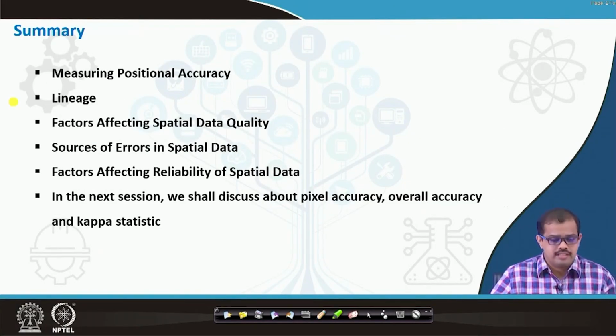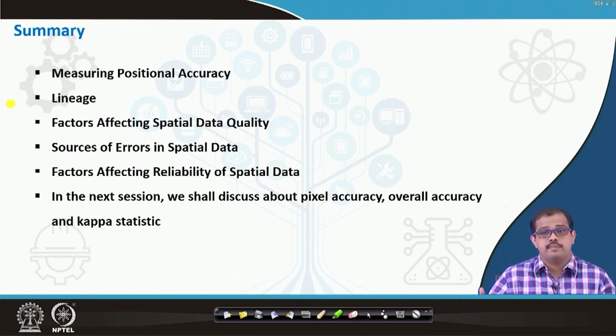So to summarize today's class, we looked at measuring positional accuracy, and the different methods of measuring positional accuracy. We looked at the lineage and how the data has been transferred over a period of time. Then factors affecting the spatial data quality, errors in the spatial data. Then factors affecting the reliability. So we looked at all the factors, starting from how the generation happens, what the accessibility is, and the cost that is necessary. Then probably in the next class we would look at the pixel accuracy.